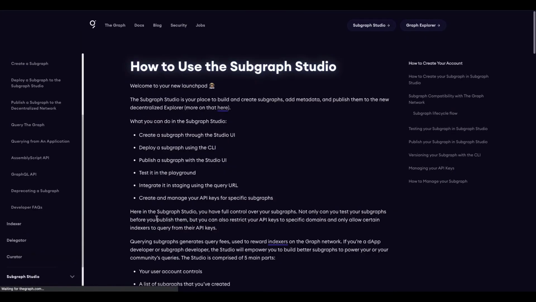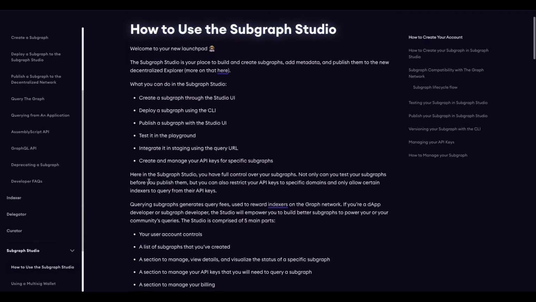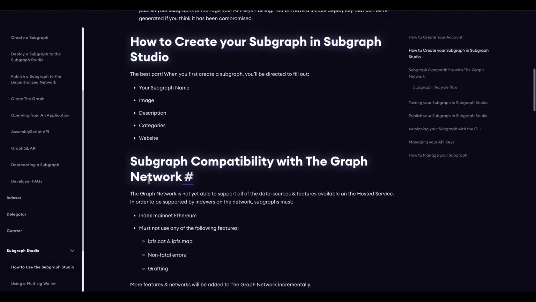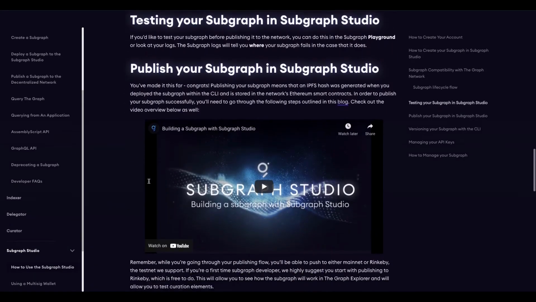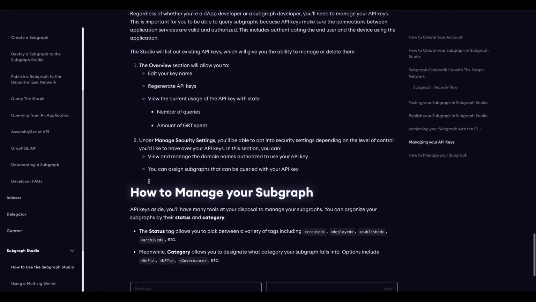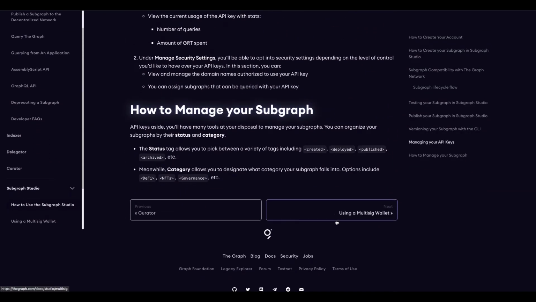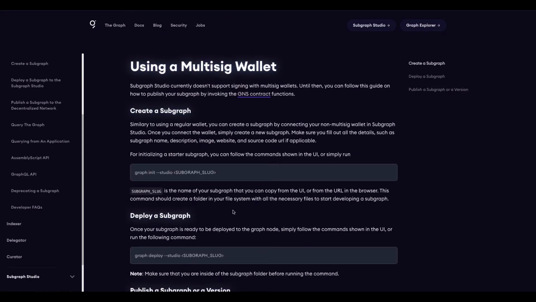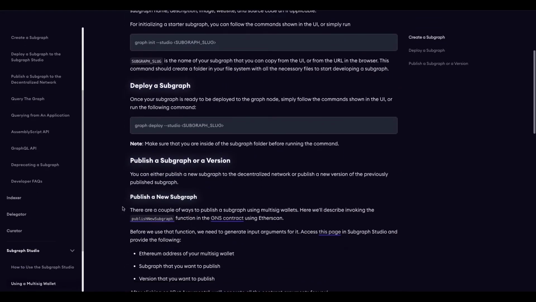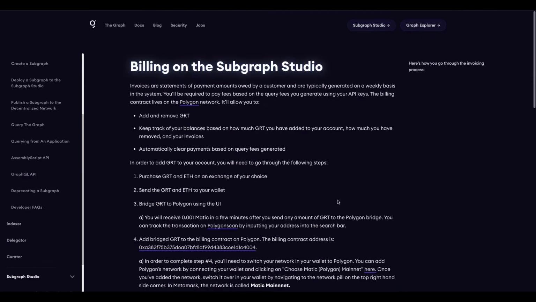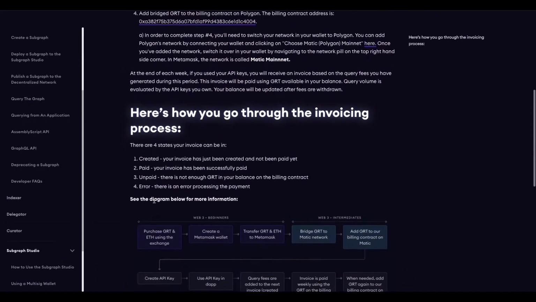So, Subgraph Studio is basically the launchpad for when a developer wants to make their subgraph. Not gonna really get too much into this. Then they say, well, multi-sig wallet. If you don't know what that is, that's basically when you trust two people to secure that wallet. Yeah. So there's that. Some other stuff.